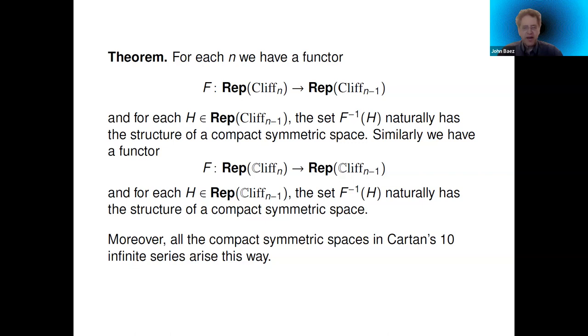And so the idea is you take one of these forgetful functors and you take an object in the second category, the representation of Cliff N minus one, and you look at F inverse of it, which is this homotopy fiber, or what you called the essential fiber of it, which I'm going to say some stuff about. And then that is a compact symmetric space. You've got this Clifford notation with one index, and you could have more indexes.